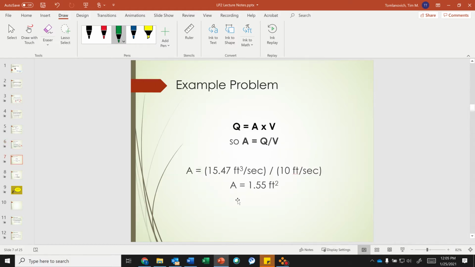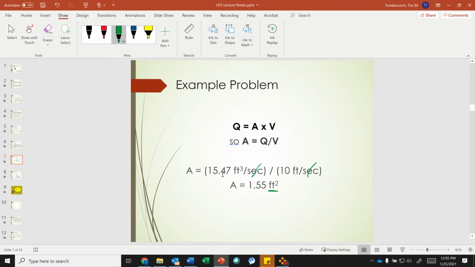Okay. So now we rearrange this equation. Area equals 15.47 cubic feet per second divided by 10 feet per second. So if you look here, the seconds cancel out. Cubic feet divided by feet, we're left with square feet. We get an area of 1.55 square feet is the area of that pipe that I need to carry that flow at that speed.